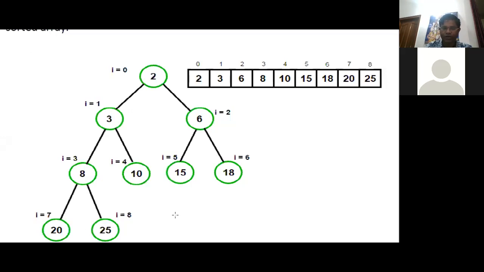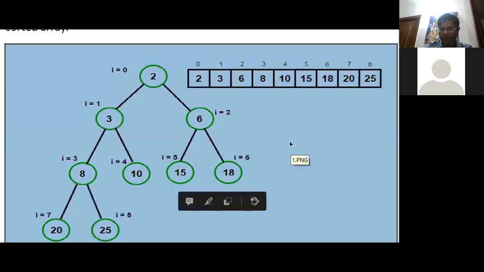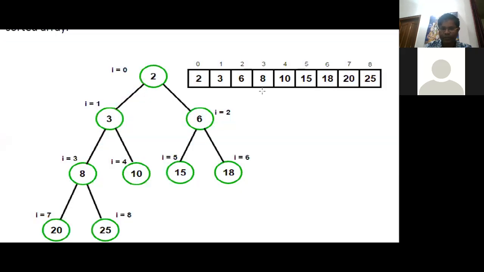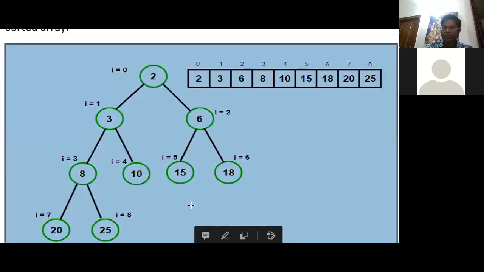Starting from 2 to 25, there are a total of 9 elements and their representations are shown in the array diagram starting with index 0, and the same representation is displayed at each node. Like node 2 is stored at index 0 and that is represented by the symbol i equal to 0. It means at the 0th index 2 is stored, and the left child of 2 is 3, that is stored at index 1. 6 is stored at index 2, similarly 8 at 3, 10 is stored at index 4, 15 at index 5, 18 at index 6, 20 at index 7 and 25 at index 8. So this is the heap given.